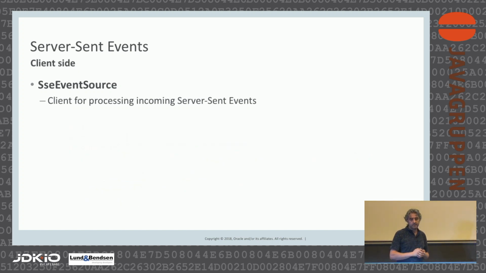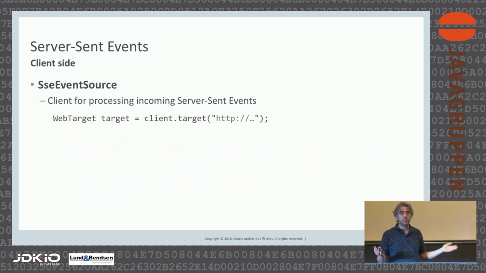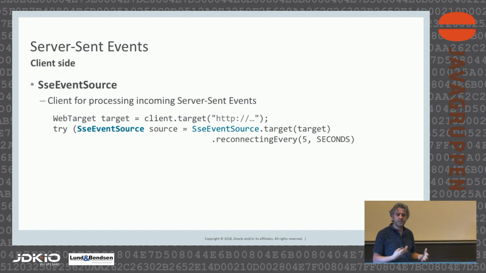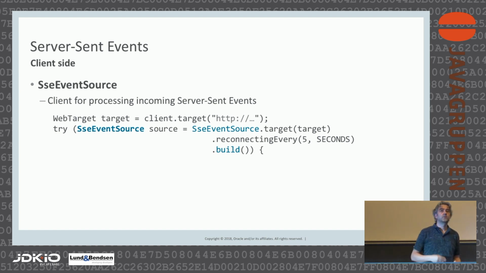On the client side, again, we try to reuse as much as we can from the JAX-RS 2 API. So obviously we are reusing the JAX-RS client-side container. From the client container, we set the web target. Then we create the connection. So SSE event source is the client-side view of a connection. We have the ability to configure the connection. In this example, I want the connection to be automatically reestablished every 5 seconds if the connection is dropped. And we invoke the build method to actually build the connection object.